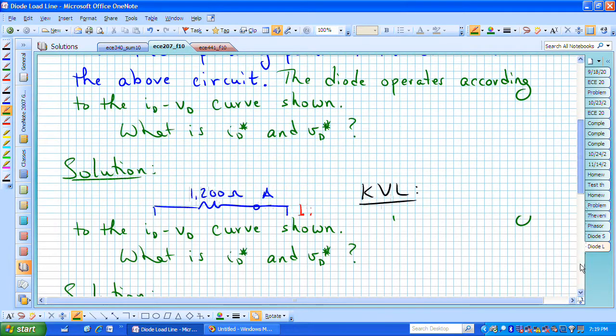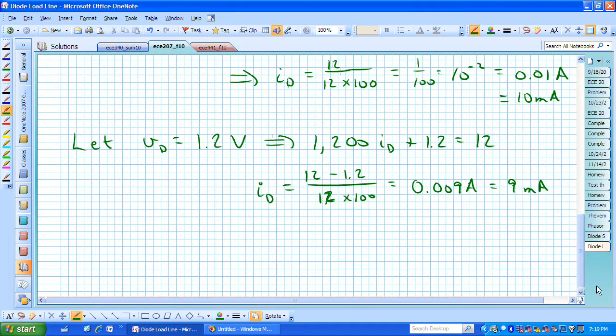So we could say then that the actual operating point is V sub d star halfway between 1.1 and 1.2. So let's say that it's now 1.15 volts, and the current I sub d star is a little bit more than 9 milliamps, just a smidgen more. We could say, oh, it's 9.1 milliamps, and that would be a fine answer for an exam.